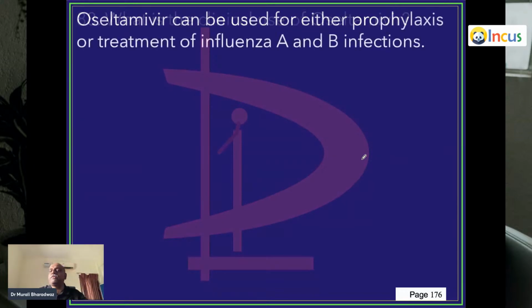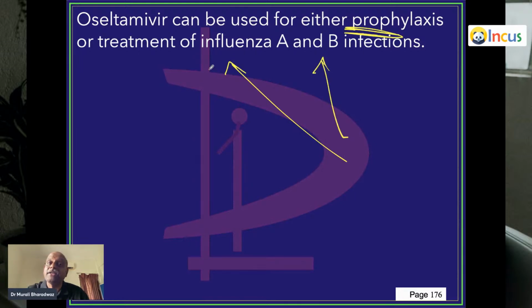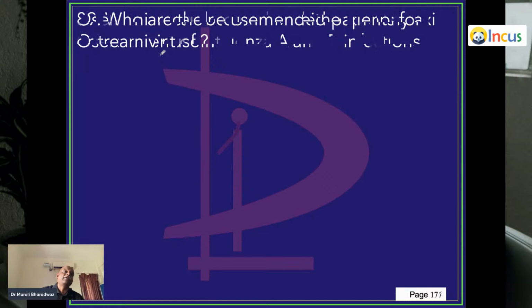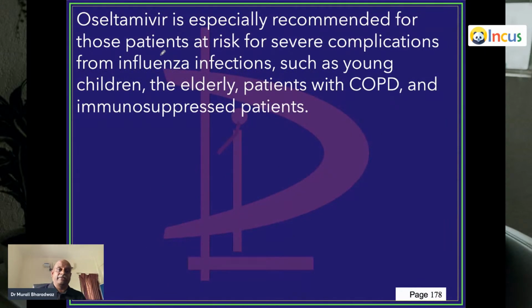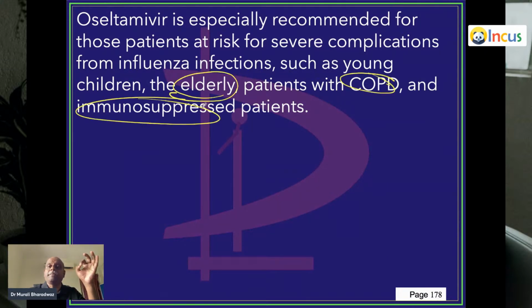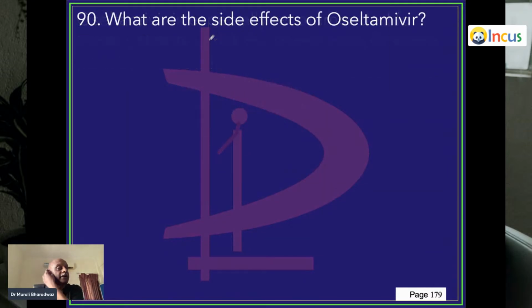What is the clinical use of oseltamivir? It is used for prophylaxis and even treatment of influenza A and B. So how do you use oseltamivir? Typically, there are certain groups like very elderly people, patients with COPD, immunosuppressed people, and young children. If influenza comes, they develop horrible complications. For them, oseltamivir is recommended.